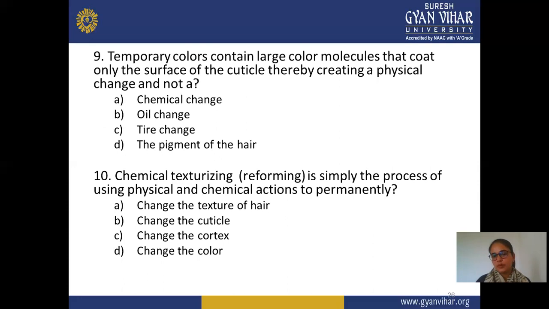A is chemical change, B is oil change, C is tire change, and D is a pigment of the hair color, a pigment of the hair. So these are the four options, and you can select one correct option according to this answer.